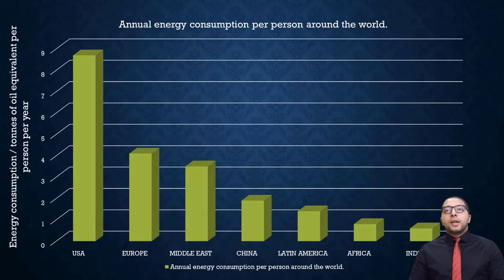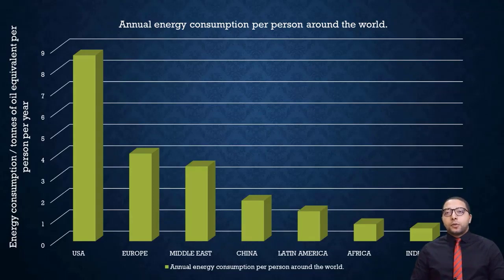This chart represents the amount of energy used by a person within a year. You can find that the highest energy consumption per person per year goes to the USA, as people there consume a huge amount of energy because they have more cars, bigger houses, and lots and lots of industries. This is a huge amount of energy in comparison with Europe, which has a lower energy consumption per person per year.